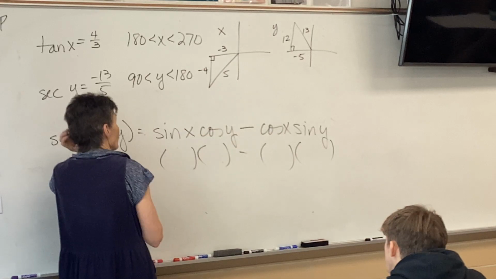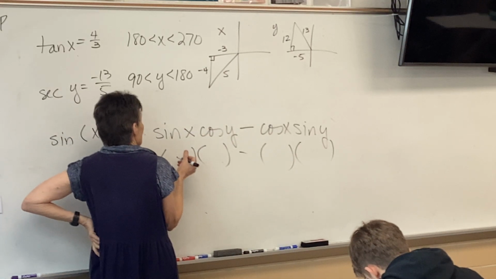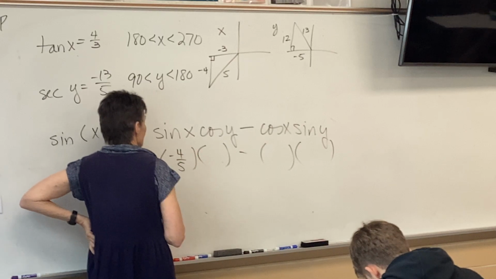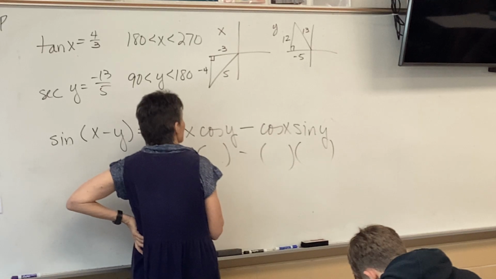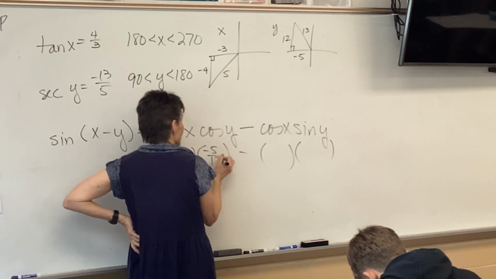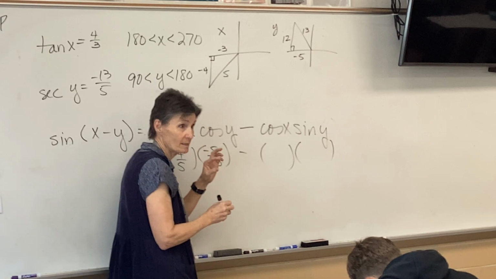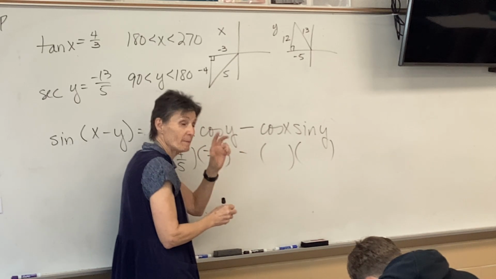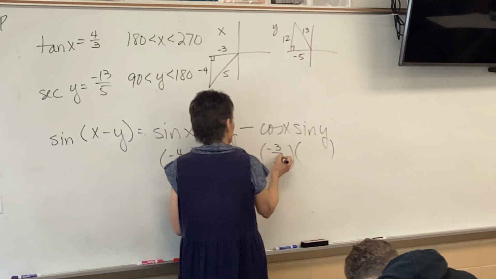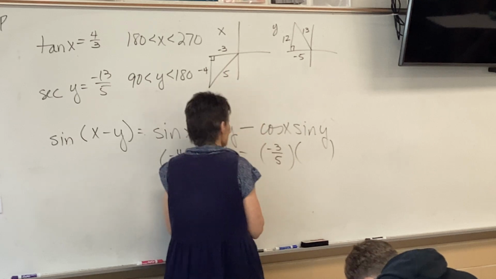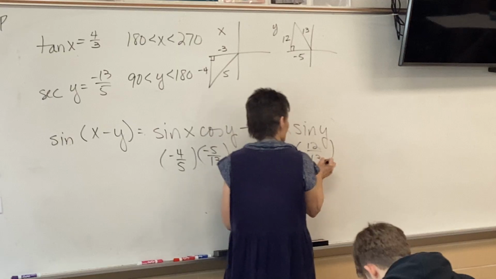Look at your pictures. What is the sine of x? Negative 4 over 5. What is the cosine of y? Negative 5/13. Right? Opposite over hypotenuse. Adjacent over hypotenuse. Okay. Cosine x is negative 3/5. And sine y is 12/13.